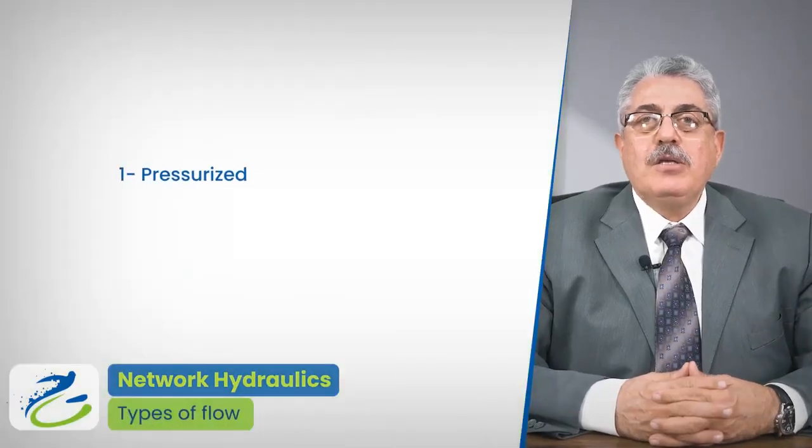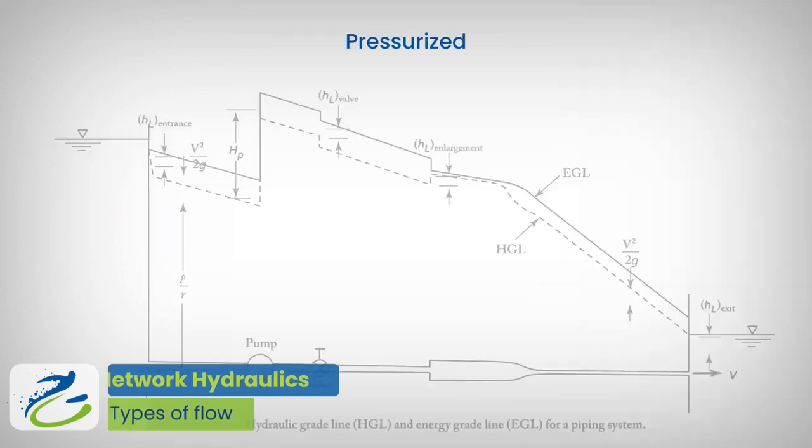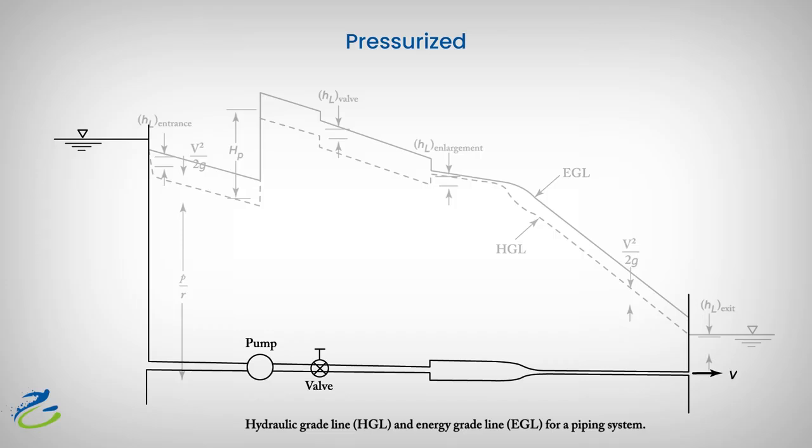There are two types of flow, pressurized and gravity. For a pressurized network, as you can see, the water is filling the cross-section. Here, water flows due to difference in pressure. In the example, you can see a pipe, a pump, a valve, and a sudden enlargement, then a gradual contraction ending with a pipe with a smaller diameter.